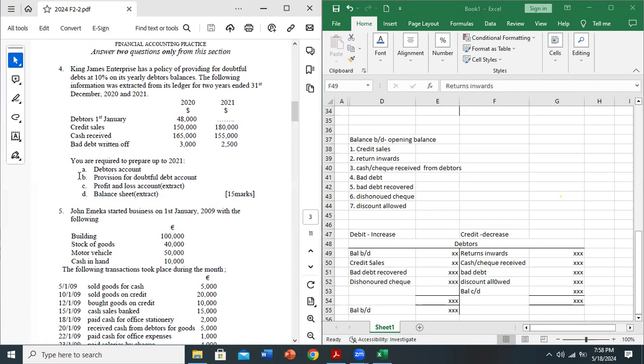I don't want us to go much into the question, but I may end up confusing. You need to know these basics before we attempt the question. So for now, let's rest on the debtors account and the 3 double entries.